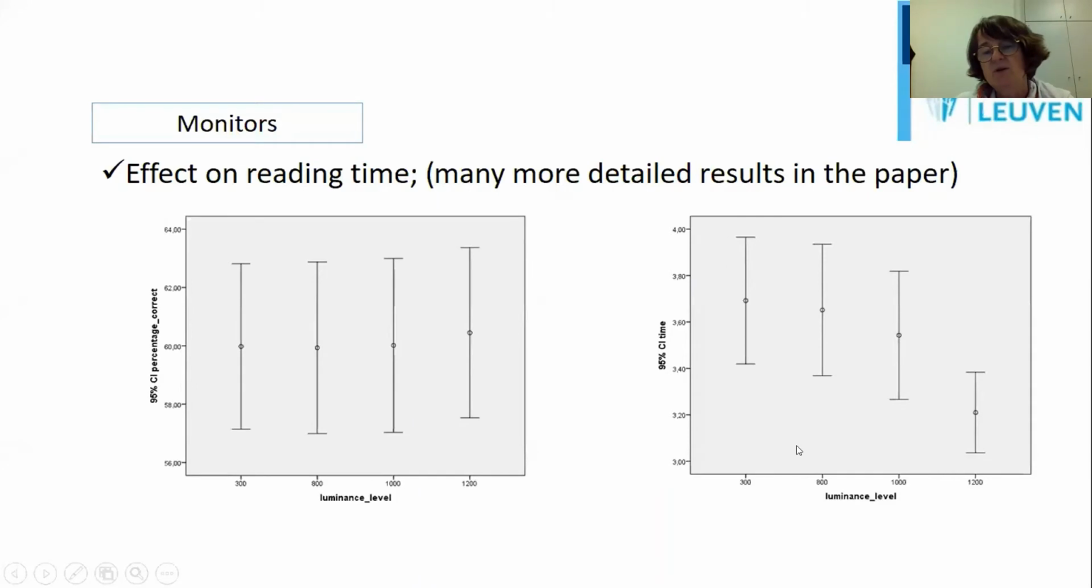It is only when we also looked at how much time the reader required to come to his click that we started to see an impact of the luminance level. And here you see that the time to come to a decision was much lower for the high luminance than for the lower luminance. So suggesting that if you make the luminance level of your monitor high enough, you will gain time at the end of the day.